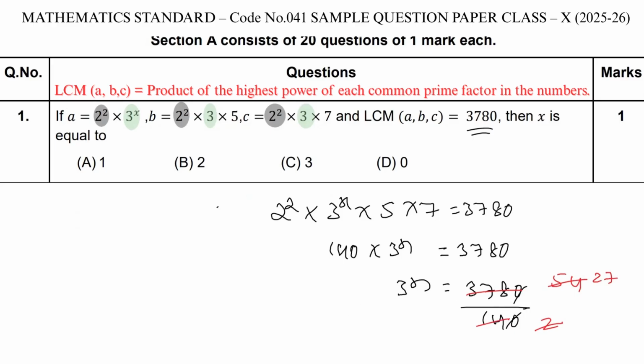So now we can equate their bases. What I mean to say is that we now have 3 raised to the power x equals 3 raised to 27, which can be written as 3 raised to the power 3. So we can equate their powers. From here we get x as how much? 3. Equating their powers, right? Not their bases. We have the same base. So x is therefore equal to 3. So the correct answer will be option C in this case.